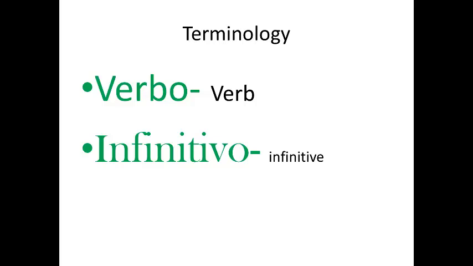Other than that, next time we look at verbs, we will actually be looking at the conjugation of verbs. Once again, we've got those two pieces on verbs. We've got the root, la raíz. In English, technically we call that the stem. And then we've got la terminación, the ending of the verb.